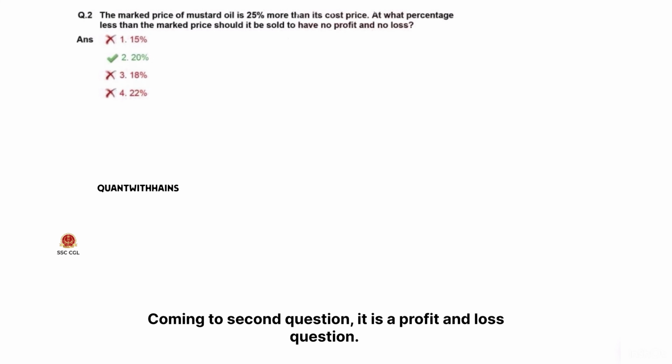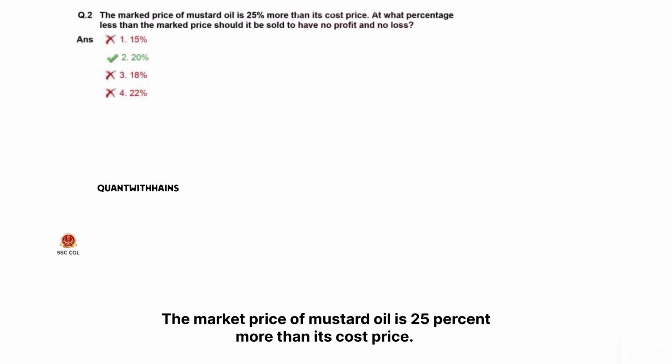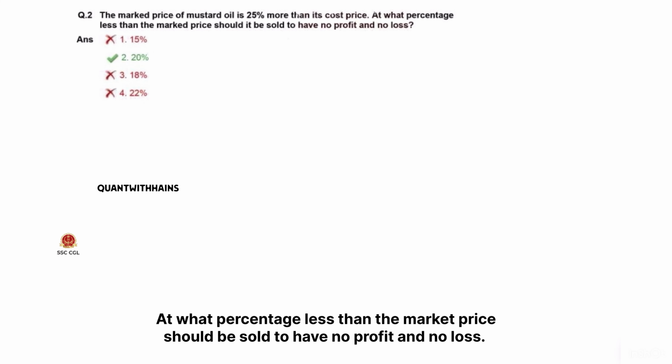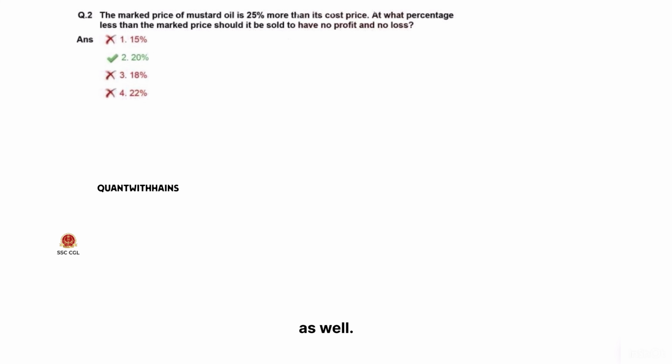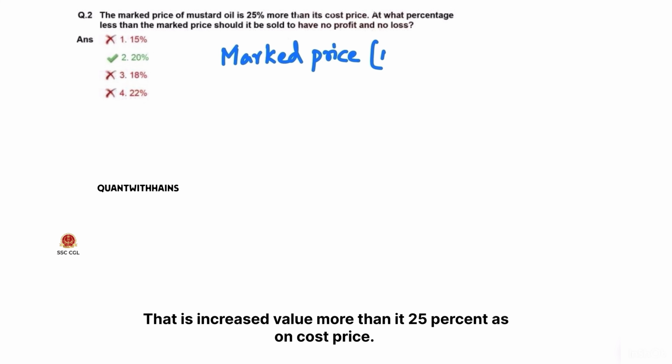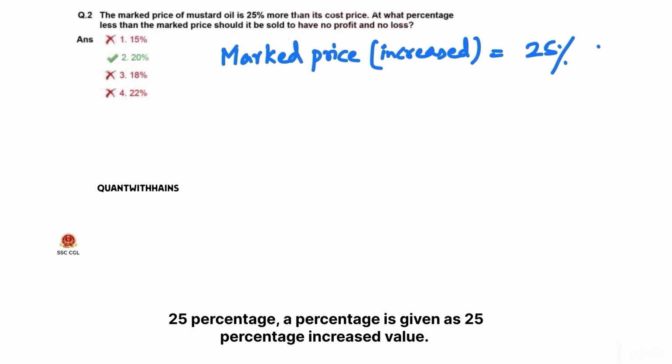Coming to the second question, it's a profit and loss question. The market price of mustard oil is 25% more than its cost price. At what percentage less than the market price should it be sold to have no profit and no loss? Here we have discussed this type of model in a previous video. I'll keep it in the description as well. Here we'll write market price, that is the increased value, 25% more than the cost price. A percentage is given as 25%, the increased value.